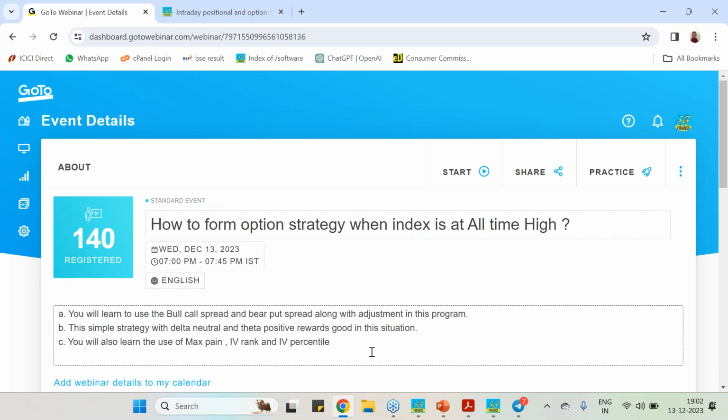I'll demonstrate two things: the bull call spread and bear put spread, using our option strategy software, and IV rank and IV percentile also. I'll show in my software. However, the formulas and other things you will also be able to see.